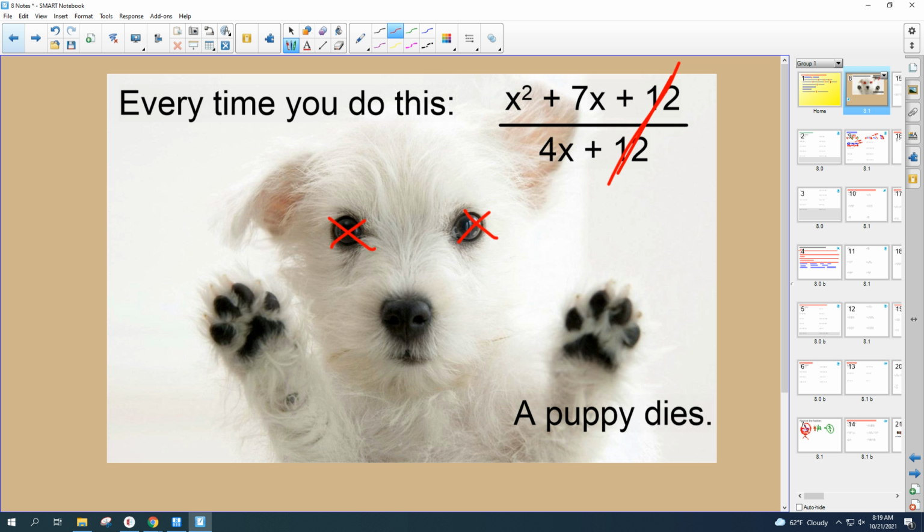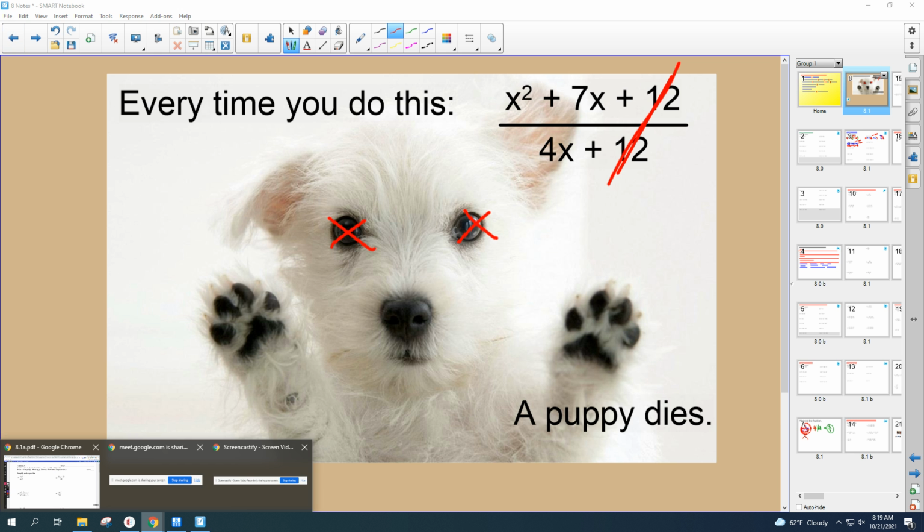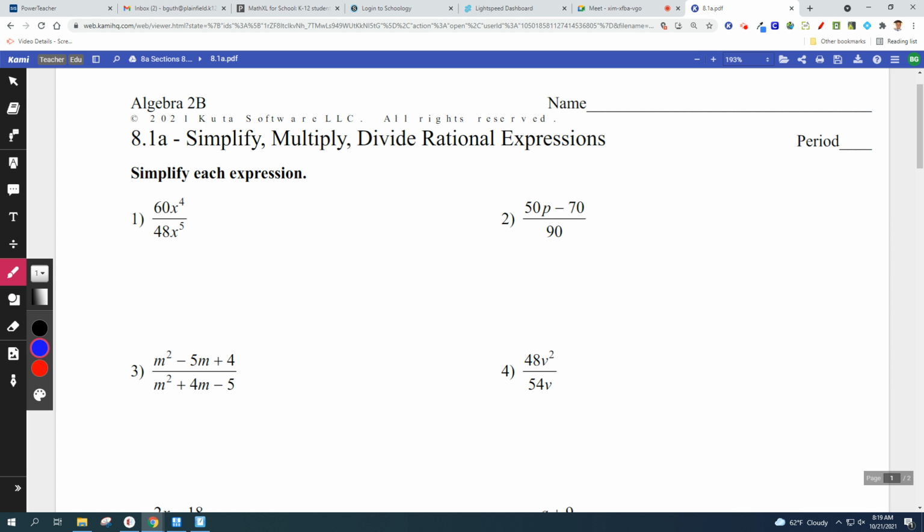The reason you're going to have to factor is because you're not going to be able to cancel numbers like 12 and 12. All right, you can't cancel it when it's next to a plus. You can only cancel things that are being multiplied, things that are factors. So when I look at problem number 1, I don't have to worry about that puppy killing thing because there are no pluses. I'm not adding stuff. I just reduce my fraction.